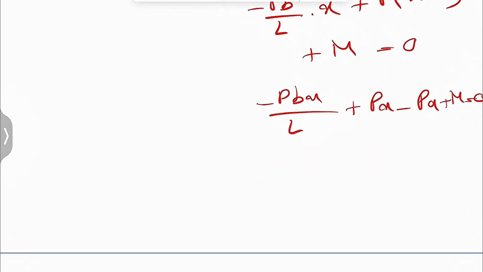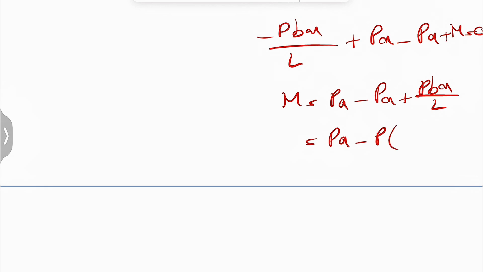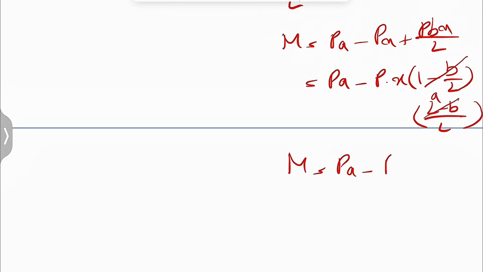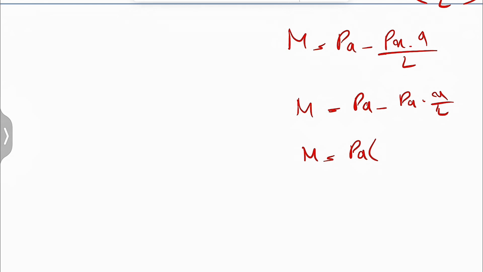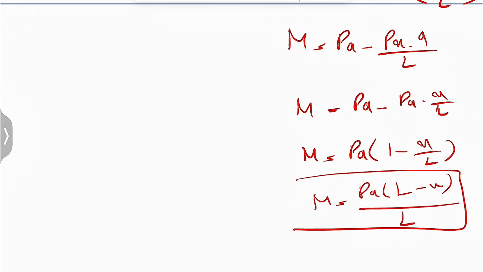So our M would be, if we just bring everything to the other side, PA minus PX plus PBX over L. And here we have PA, we can factor PX in here, 1 minus B over L, and that's going to be again L minus B, which is A. So our moment would be PA minus PAX over L. And if we just factor PA in here, we're going to have 1 minus X over L. Or if we do the common denominator, PA times L minus X over L. That's going to be our moment equation.